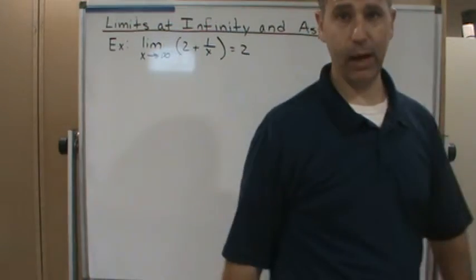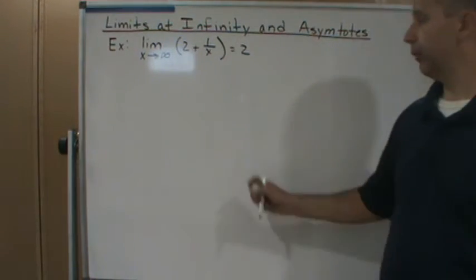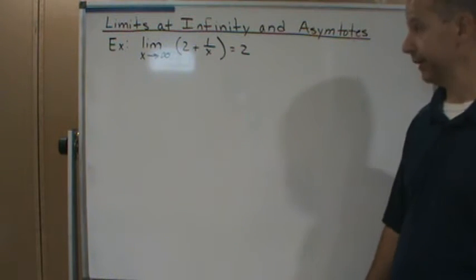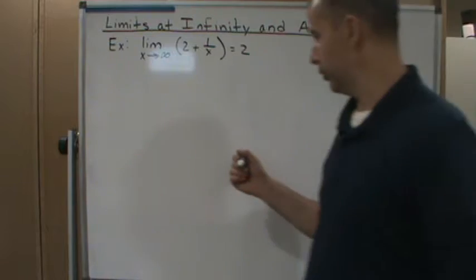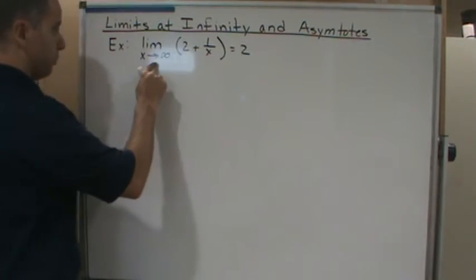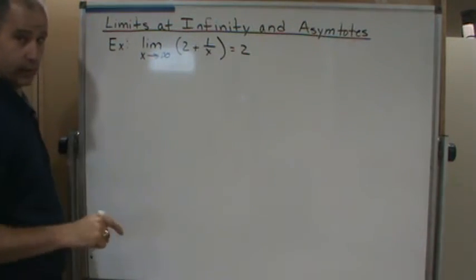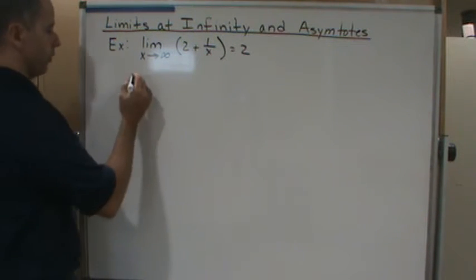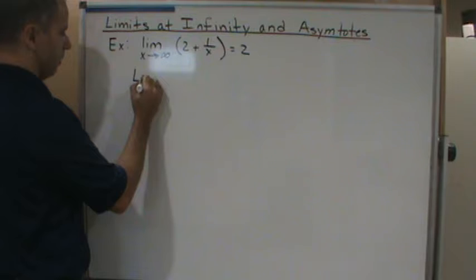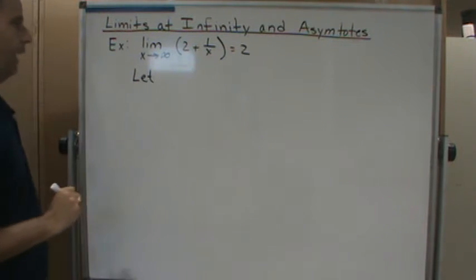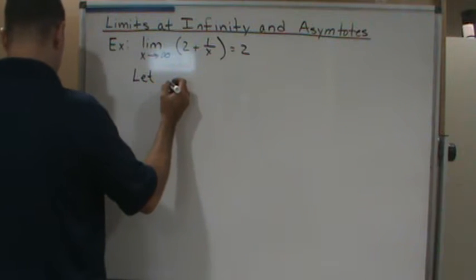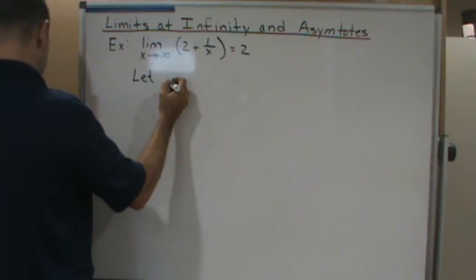Okay, so welcome back, and now we're going to do an example of applying the formal definition for a limit at infinity. So the first thing we're going to do is they want us to prove this is true using the precise definition, the formal definition. So what we're going to do is we're going to let epsilon be greater than 0, right? So we're going to pick epsilon greater than 0, right?